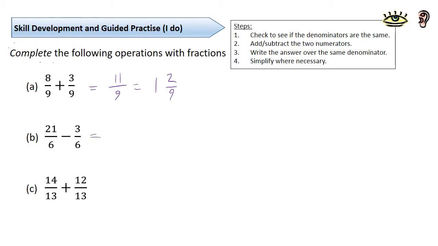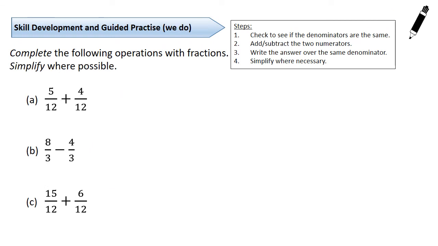Same with subtracting. Bottom number's the same, so I can write down that straight away. 6. 21 minus 3 is going to give us 18. And then simplify. How many times does 6 go into 18? 3 times. And lastly, both the bottom numbers are 13. 14 plus 12 gives us 26, which simplifies to 2. Right, pause it here, have a go at these 3 questions.